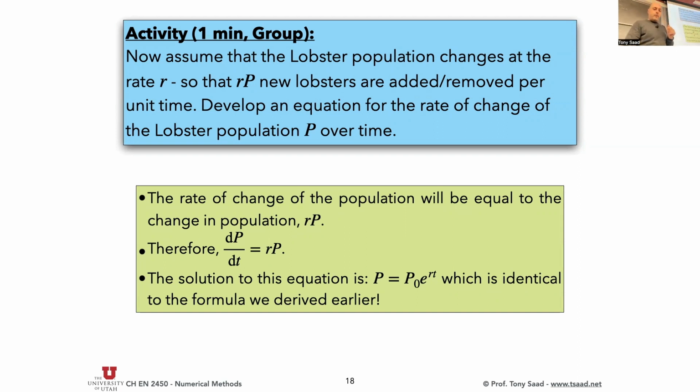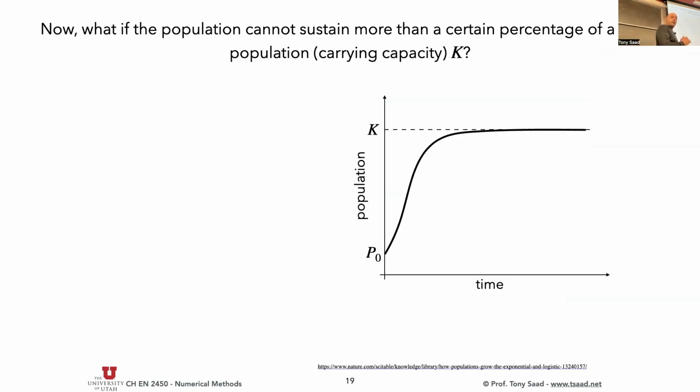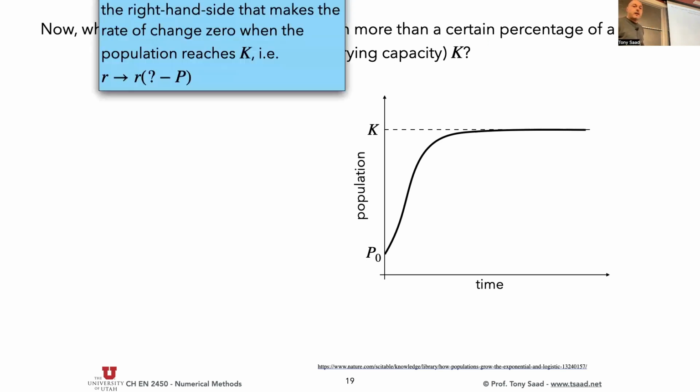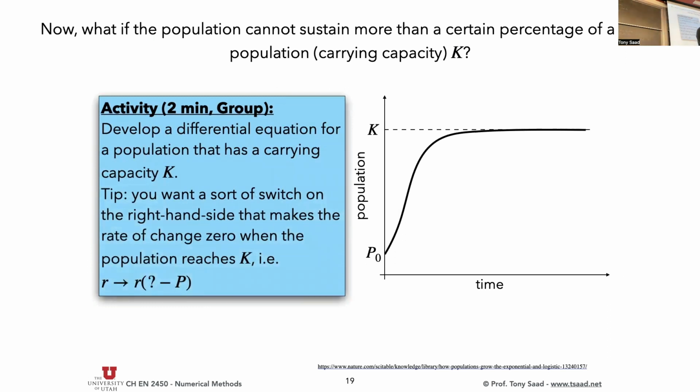Okay. Now that we did some warm up, here's the big question. What if the population cannot sustain more than a certain percentage of a given population carrying capacity K? So in other words, now I want you to follow the same strategy, dP by dt equals something. But that something now has to stop when the population reaches K. And here's a tip. You want some kind of a switch on the right-hand side that is initially exponential, and then when P hits K, goes to 0, right? Because up there, dP by dt is 0, right?